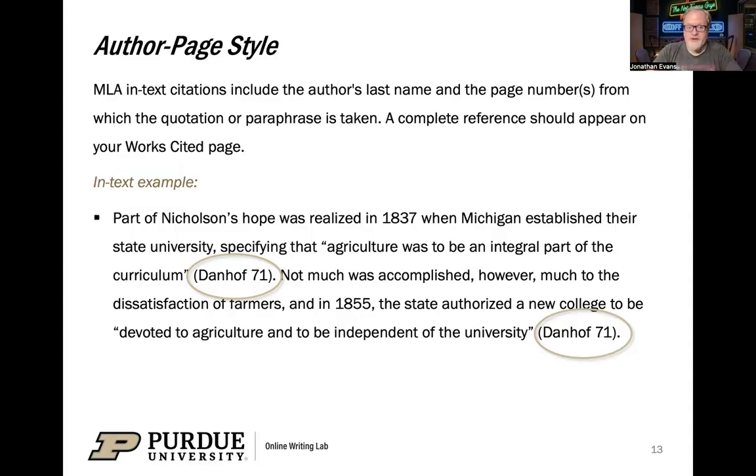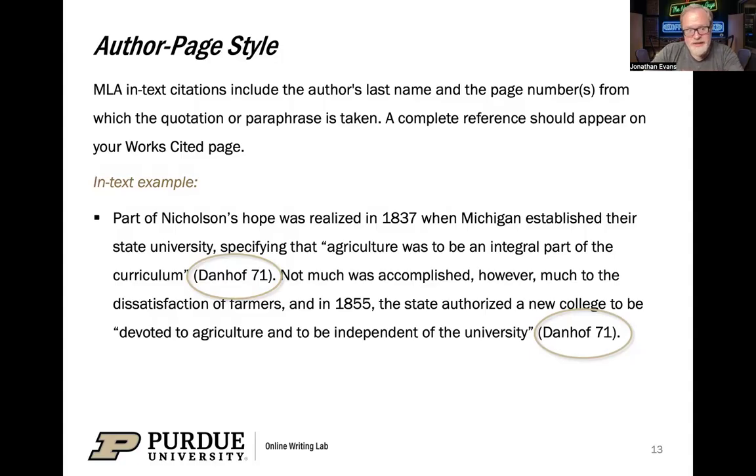now notice the quotes here. The quotes are going to flow. If I read this without indicating the quotations, you would never know. But the idea of integrating a quotation here is that it should naturally flow. The only way I know where your words stop in a short quotation like this and the other person's words begin are the quotation marks. So, specifying that agriculture was to be an integral part of the curriculum.